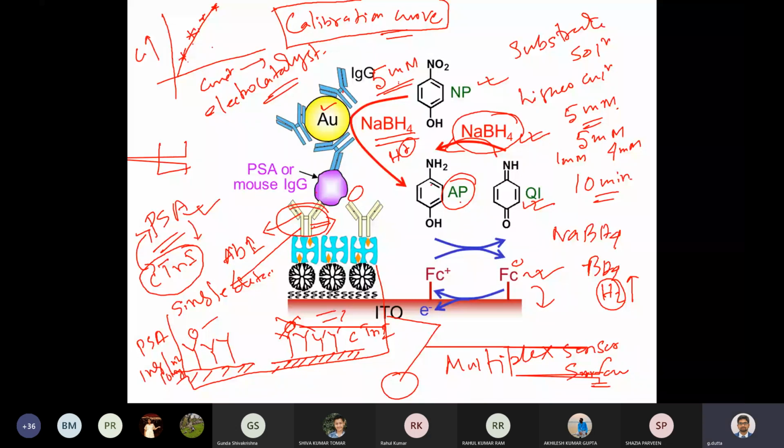So now in your hand, you have this data. Now what you will do, you have to take an unknown solution, and you don't know how much PSA is present there. You just drop it, run your reaction and collect the data. This is 1 nano, this is 10, this is 100, this is 1000, this is 10 to the power 4. This is the current value, and here is the concentration value. On the x-axis concentration, on the y-axis current value. Suppose your current is 95 milliamps from your unknown sample.